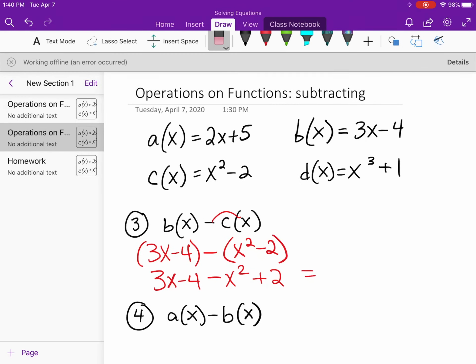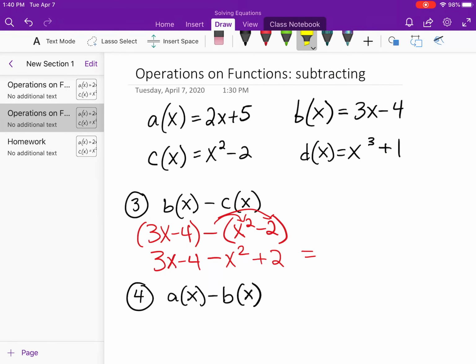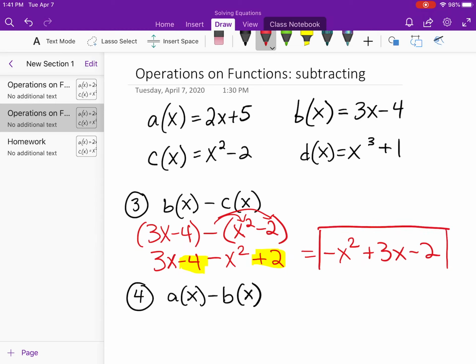So now that I've distributed the negative sign, I can combine my like terms. The only like terms that I have in this problem are the negative 4 and the 2. Let's write our answer in standard form. That means we start out with the highest degree, negative x squared, and then plus 3x, and then the last term, the constant, would be negative 4 plus 2, so that's negative 2. So my answer is negative x squared plus 3x minus 2.